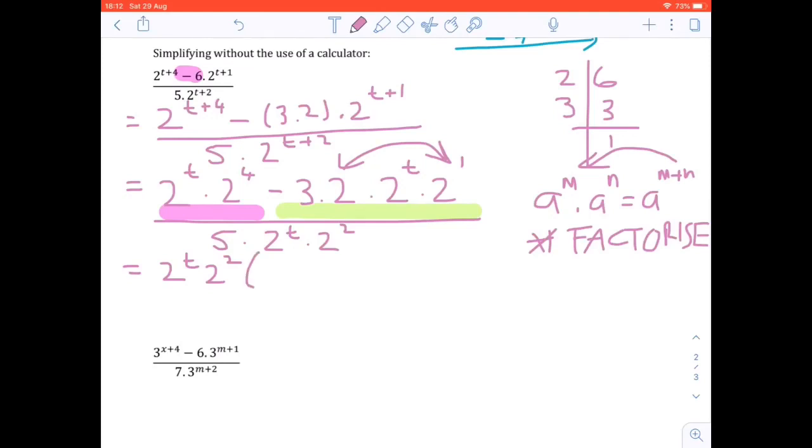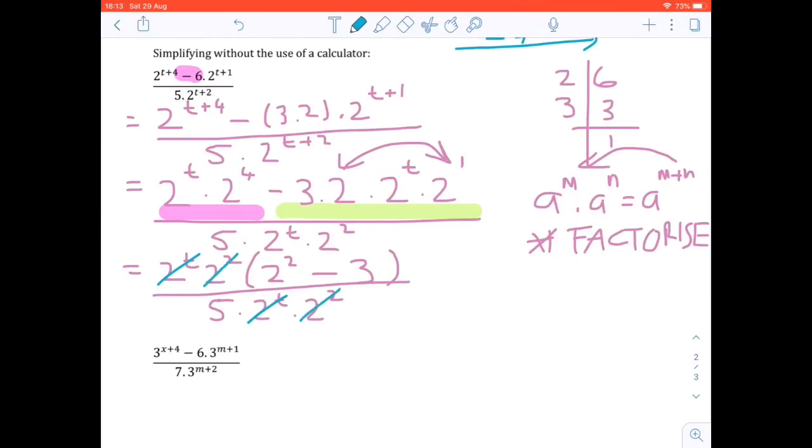So we open our bracket. To get back to 2 to the t times 2 to the 4, we need another 2 squared. Then don't forget your minus sign. 3, and that's it, because the rest of it is 2 squared as well as 2 to the t, and that's our factor that we took out. All over 5 times 2 to the t times 2 to the 2. What you'll notice now is that we can cancel the 2 to the t with the 2 to the t, and the 2 to the 2 with the 2 to the 2.